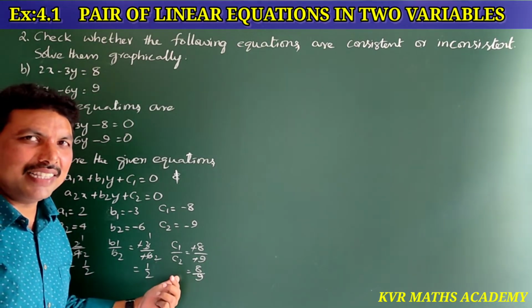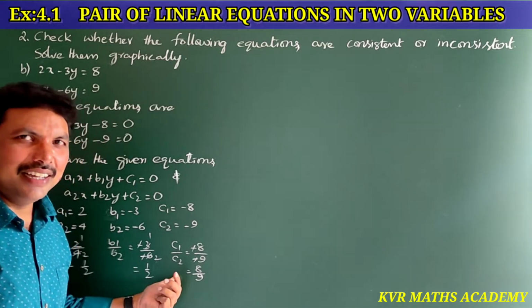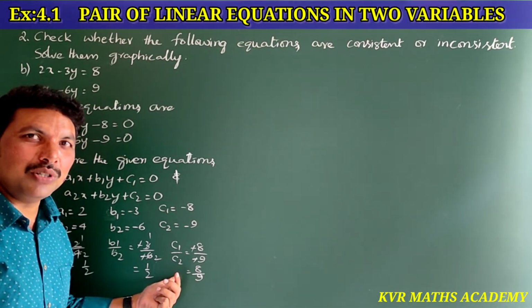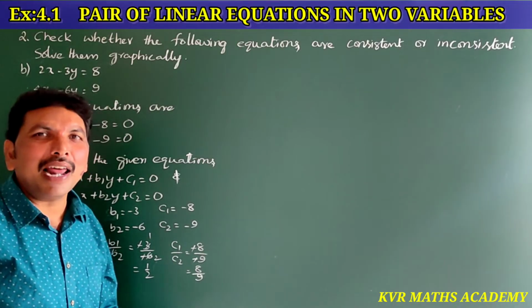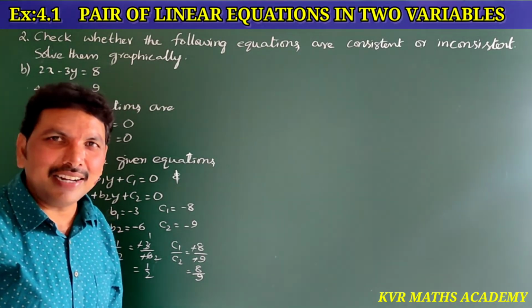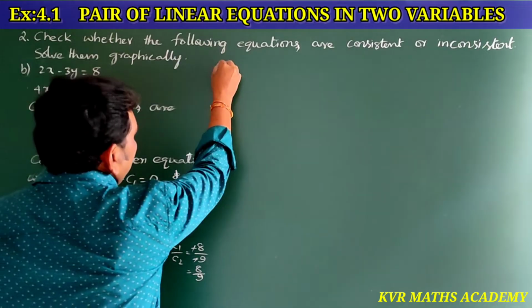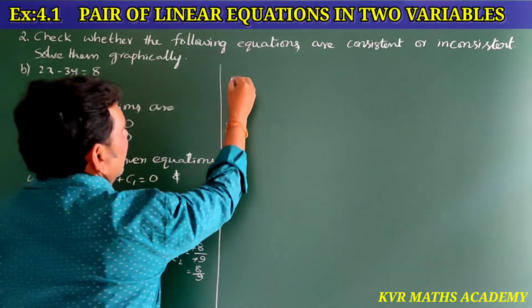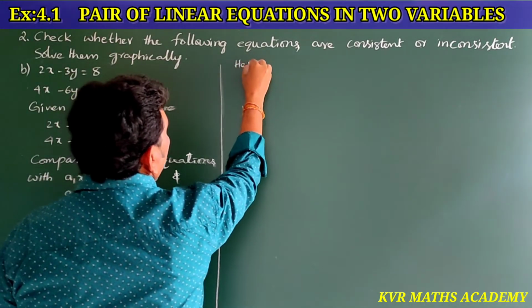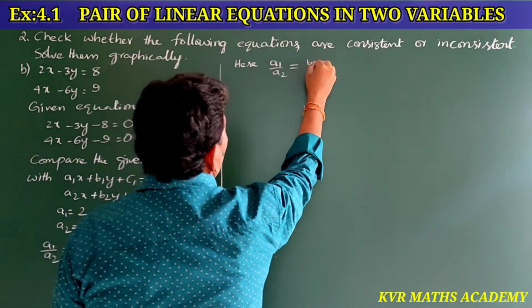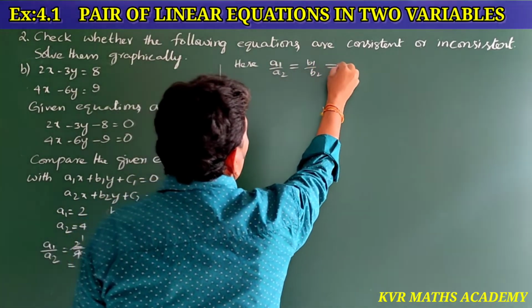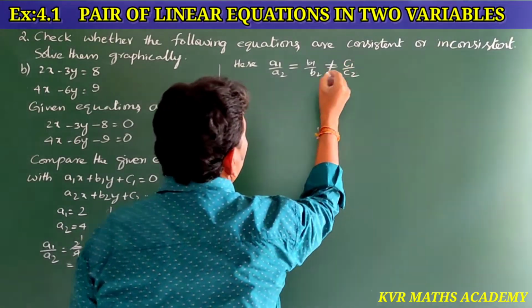That's why the given lines are inconsistent. Inconsistent means how many solutions? There is no solution. No solution means parallel lines will occur, right? Yeah, that is only, write down. Here a1 by a2 is equal to b1 by b2 but not equal to c1 by c2.